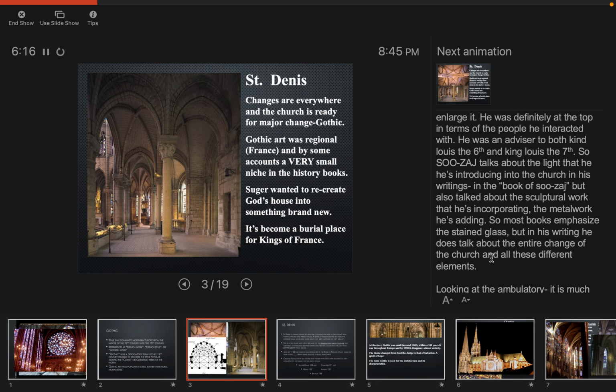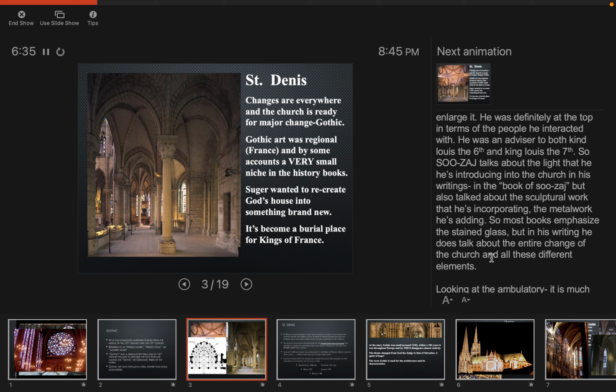Suger talks about the light that he's introducing into the church in his writings, in the book of Suger, but he also talked about the sculptural work that he's incorporating and the metal work he's adding.